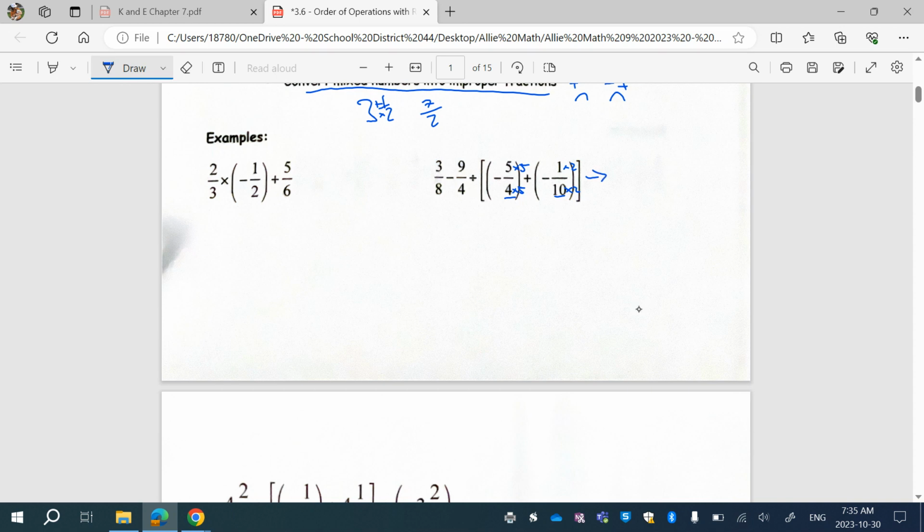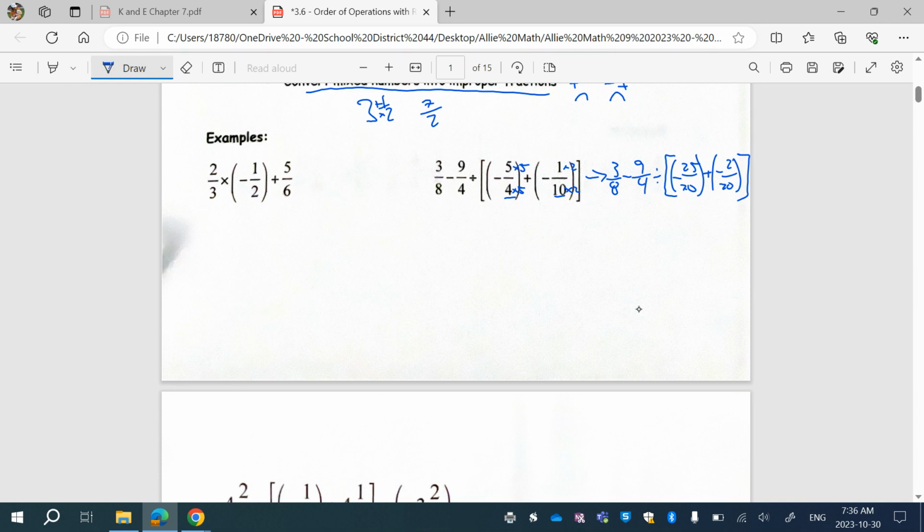So our new expression: we're going to have 3 over 8, subtract 9 over 4, divided by, and then let's have our square brackets, new bracket, negative 25 over 20 plus bracket negative 2 over 20, and then square brackets. Okay, now we can add these two up.